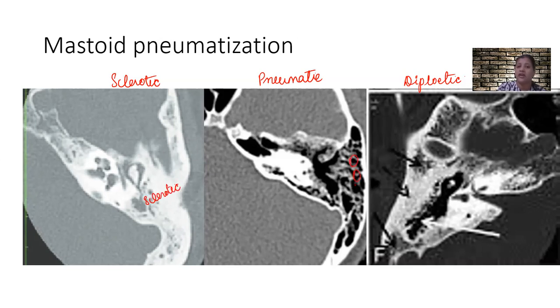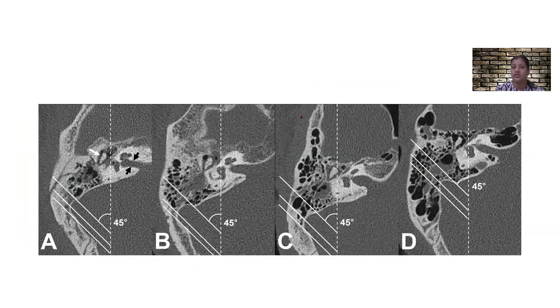If there are air-filled cavities within the mastoid, then we call it pneumatic type of mastoid or a cellular type of mastoid. And a diploic type of mastoid is where you have certain air-filled spaces and you also have bony blocks. Those are called diploic. So it's a combination of both pneumatic and sclerotic that we call diploic type of mastoid.